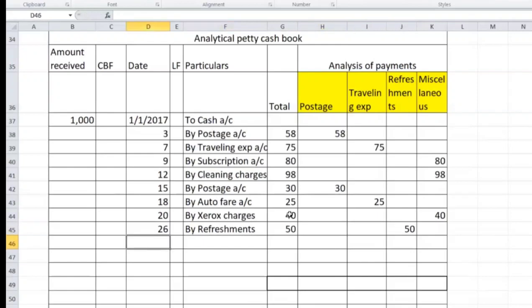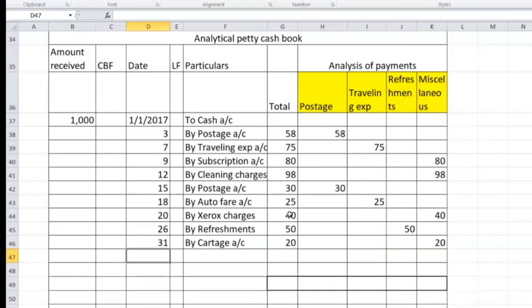Next, last one, cartage. Paid for cartage. So write down by cartage account. Mention in cartage 20 rupees. We don't have a separate cartage column, so write down in the miscellaneous 20 rupees. With this we have completed all expenses. You have entered all the expenses.